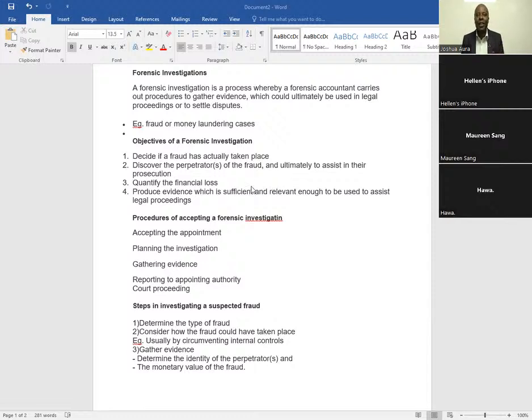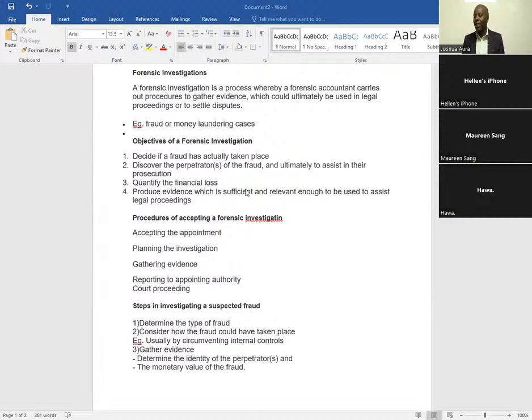If you are a forensic investigator, at the end of the day, you don't just tell us that there was fraud and that Mr. So-and-so was involved. You have to tell us, fine, this payroll fraud scheme has been happening, and up to date, we suspect that you've lost over 30 million Kenya shillings. So you must be able to quantify the financial loss.